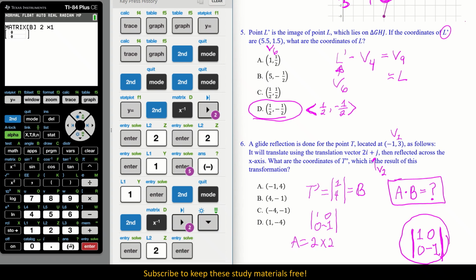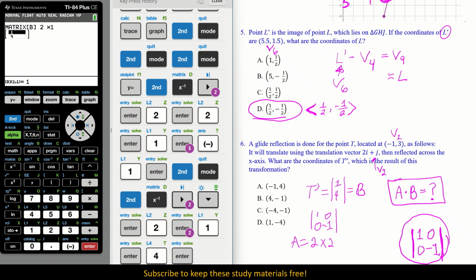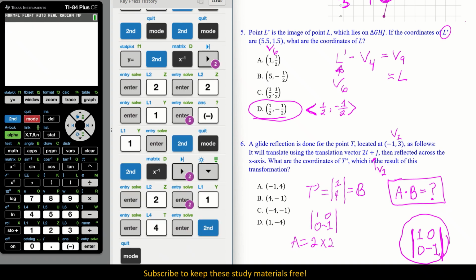2, enter, by 1. Now, if you can't remember if it's 1 by 2 or 2 by 1, just keep doing it until you get it. That's what I always do. Sometimes you're tired and you forget which one it is again. Now we need a 1, and then we need a 4. Remember, we can't do anything as far as operations in here, so go second mode to back all the way out. Now we actually have to call them back on our main screen. So let's do this.